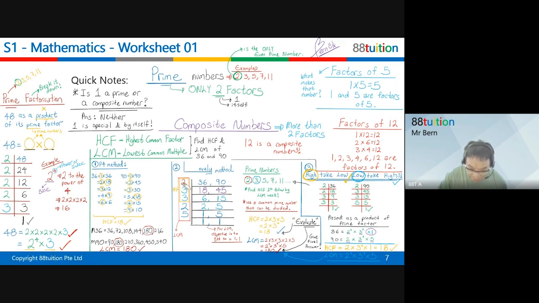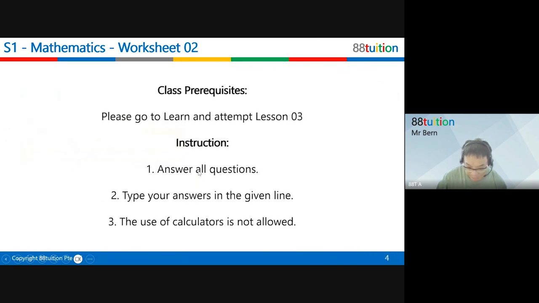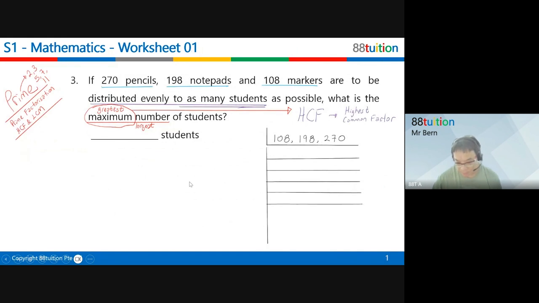All right, and we divide until we cannot divide by the same prime number. That is your HCF. All right, so what am I talking? Let's talk about this question again. Okay, so remember your first 5 prime numbers is 2, 3, 5, 7, 11.